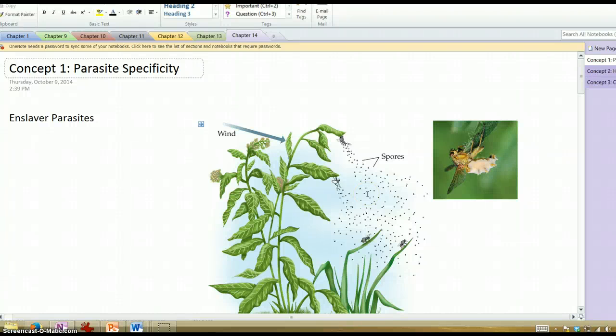Okay, now let's talk about chapter 14. Covers the interaction of parasites and hosts. This chapter starts with this interesting situation that you sometimes see with parasites, what are called enslaver parasites. They're ones that modify the behavior of the host such that that changed behavior facilitates dispersal of the parasite.